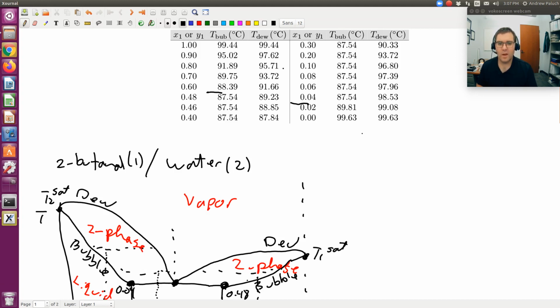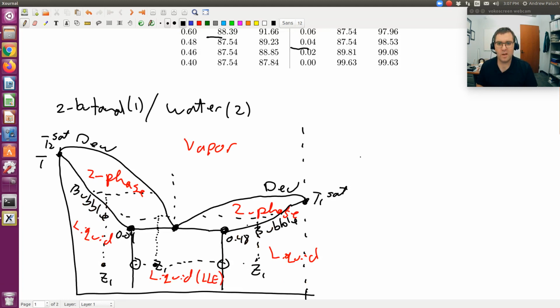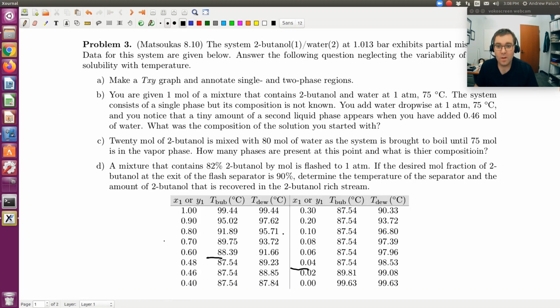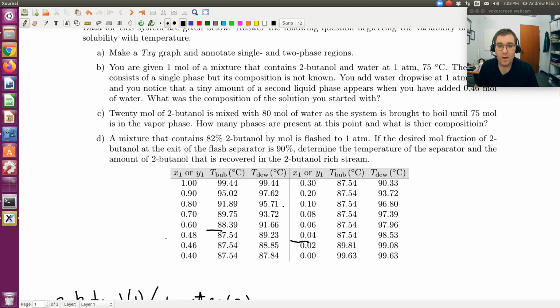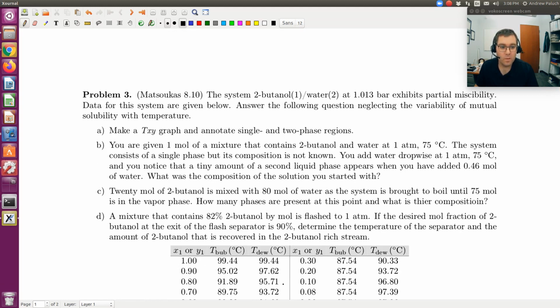Okay, so just for the sake of setting up this problem, I'm going to label the azeotrope at, say, 0.4, just for simplicity. All right, now part B. You're given 1 mole of a mixture that contains 2-butanol and water at 1 atm and 75 degrees C. So 75 degrees C is below that flat region of my bubble line, which we just said was 87.54 degrees.